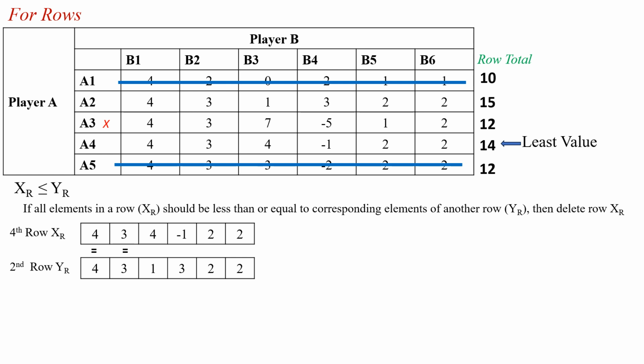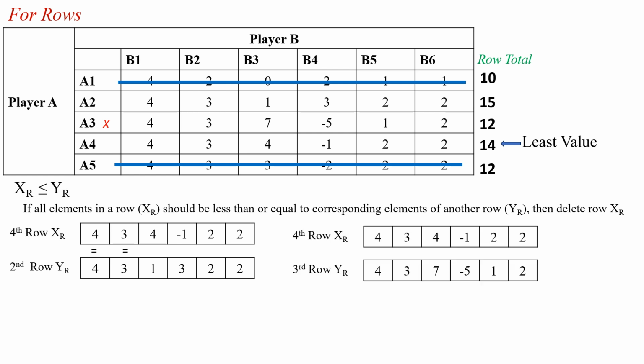Then compare the fourth row elements with the third row elements, that is 4 equal to the 4, 3 equal to the 3, 4 is less than the 7, but minus 7 is not less than the minus 5 and moreover minus 1 is not equal to the minus 5. So here also the dominance rule is not satisfied. Then we can't apply the dominance rule for the fourth row. We have to skip the fourth row.